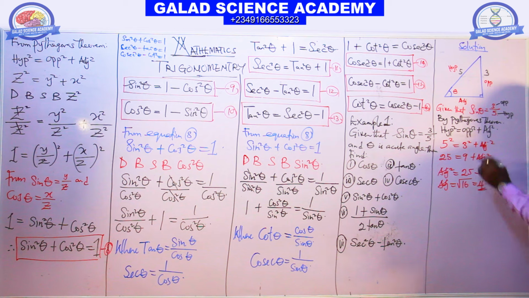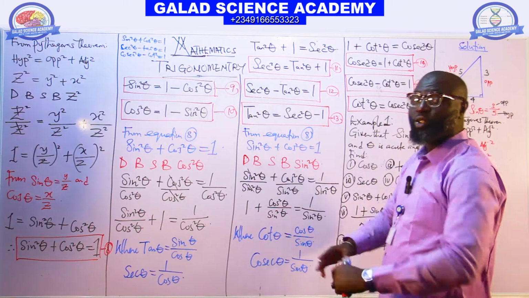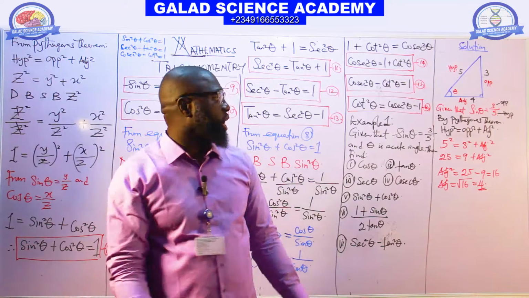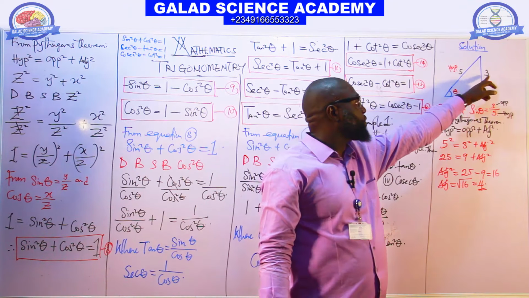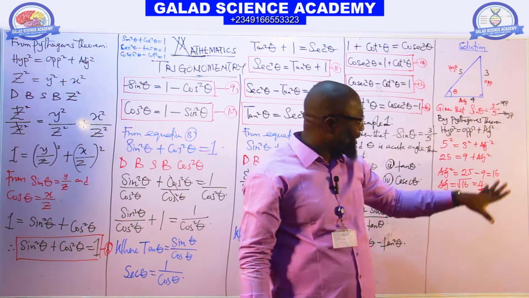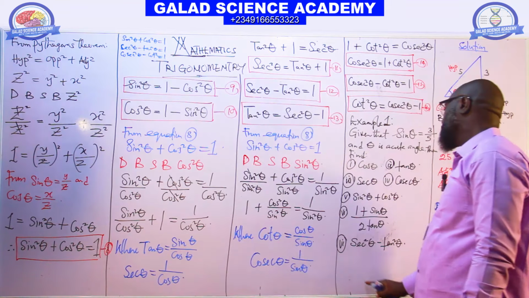So good. From the Pythagoras theorem now, we get this side. Whenever you are given this kind of question, the first thing you will do is try to know the third side by applying the Pythagoras theorem. So we have known the third side now: opposite is 3, adjacent is 4, hypotenuse is 5. After doing that, you are good to solve the question given.